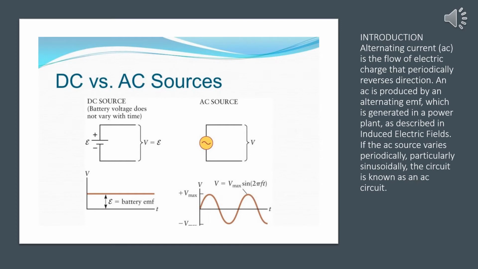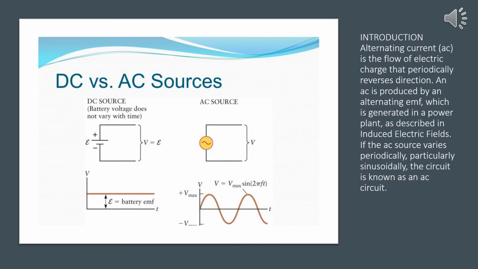From the diagram shown, we can see a comparison between DC and AC sources. The difference is that with DC sources, the battery voltage does not vary with time. The voltage remains the same across time, while with AC sources, you can see that the voltage is changing across time. It shows a waveform.